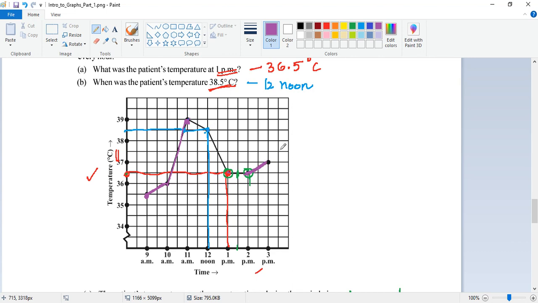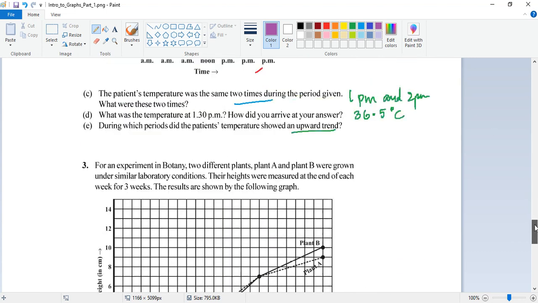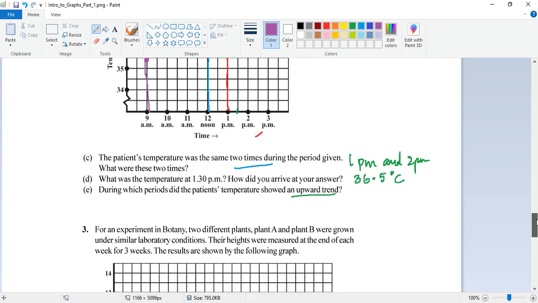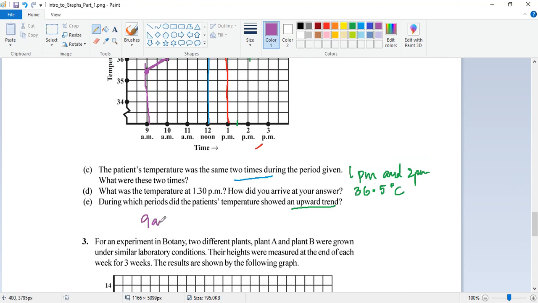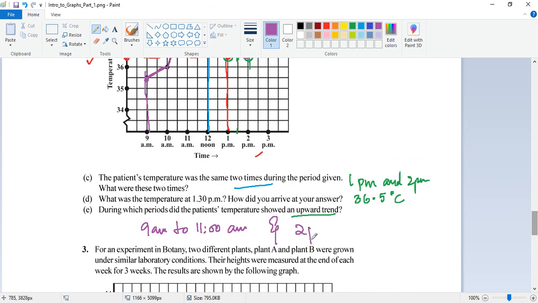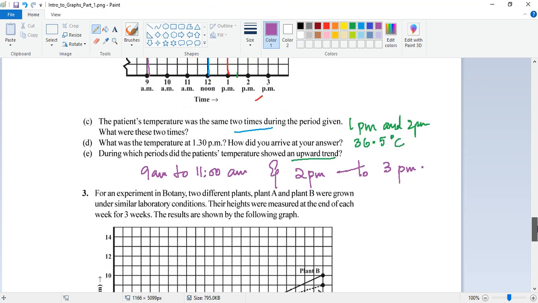So at what all periods is it showing an upward trend? So from 9 a.m. to 11 a.m. So you write it as 9 a.m. to 11 a.m. That is one thing, okay? And then from 2 p.m. to 3 p.m., right? From 2 p.m. to 3 p.m. Okay, so now come to the next one.